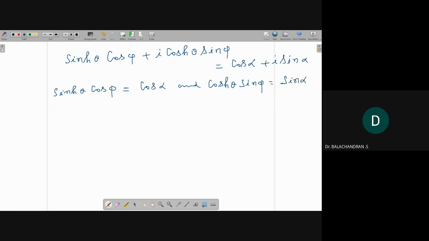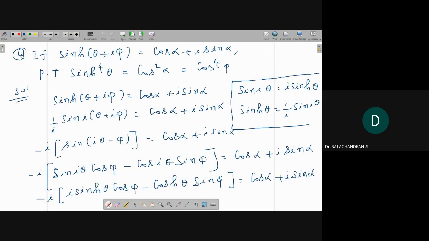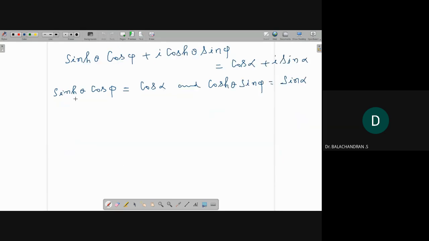Okay. So now you have theta, phi, alpha. Look at the first two, theta and alpha. In the first two, I don't have phi. So write phi in terms of the remaining two. So from this, we have cos phi equal to what?